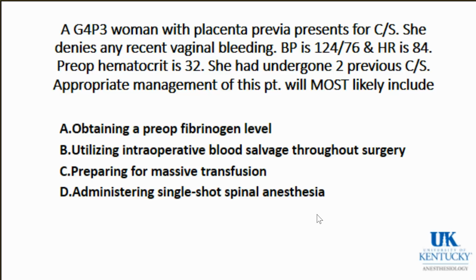So the key here is, and we mentioned this in Journal Club last week, she's got a placenta previa and she's had 2 prior C-sections. That is a red flag that she is at risk for abnormal implantation of the placenta: accreta, increta, or percreta. So she can have major bleeding, so you want to have blood available for this patient.